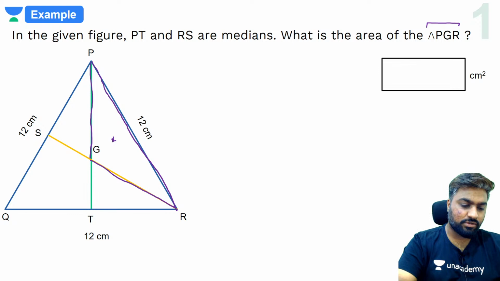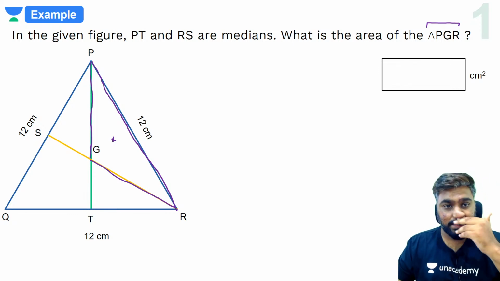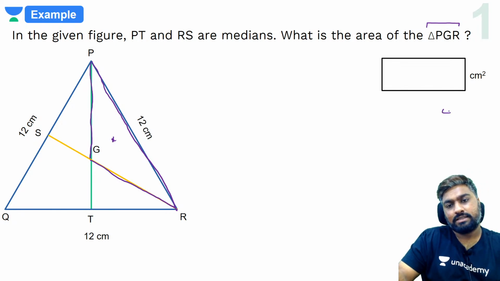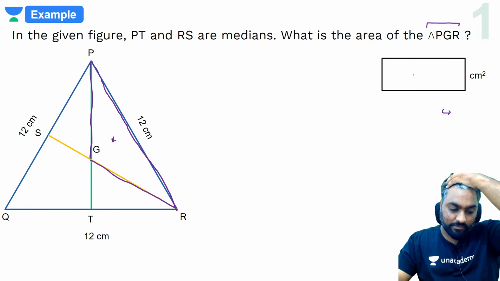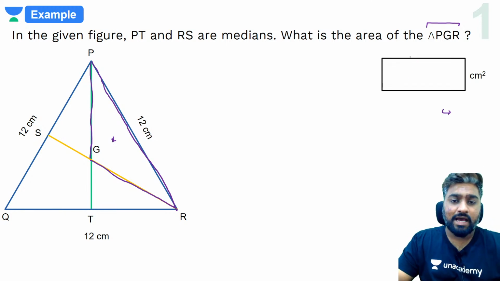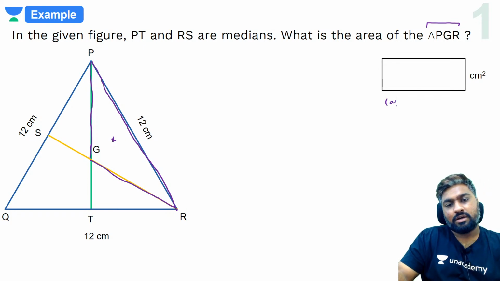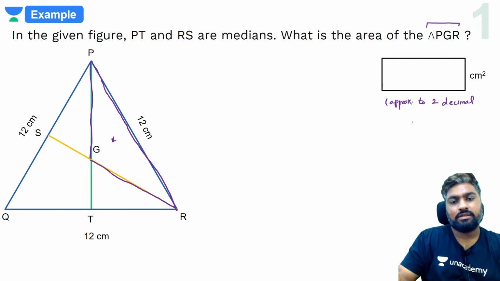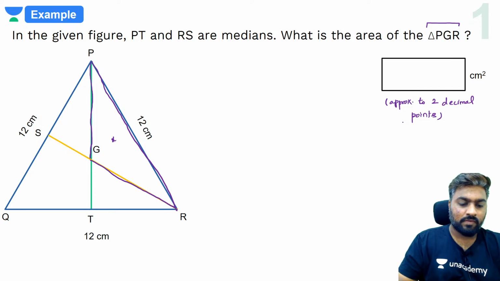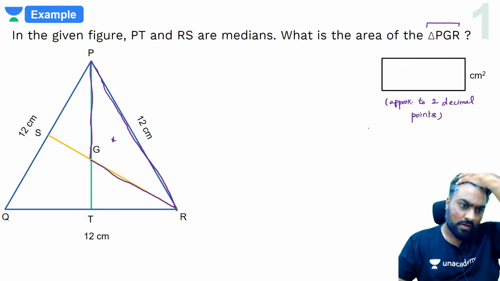Deep says 6√3. Okay, Deep says 6√3. All right, I'm going to write down all your answers here. So Deep, this is a theta question, so you'll have to convert it into decimals, right? So I'll give you instructions: approximate it to 2 decimal points. Okay, approximate it to 2 decimal points. Chalo, quickly answer now, Deep. Jaldi.